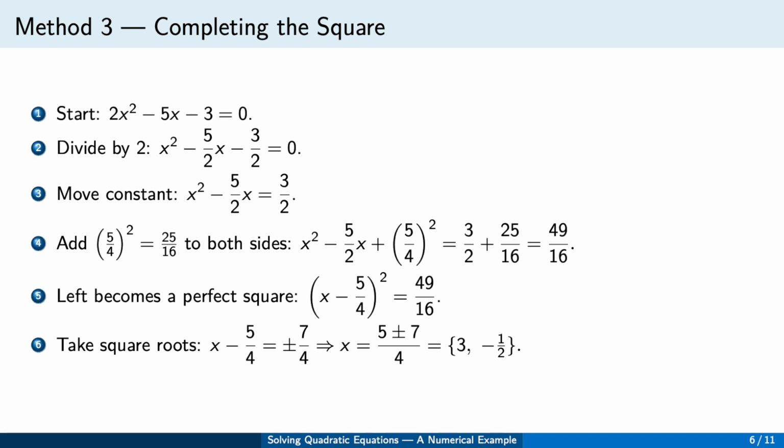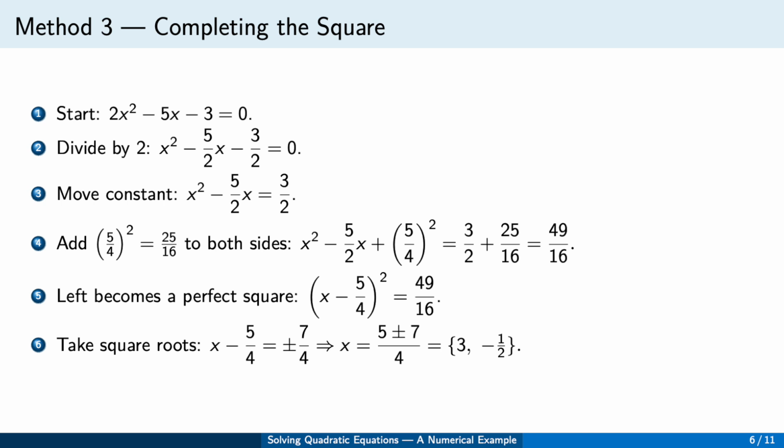Referring to point number 4, add the square of 5 quarters to both sides. That is 25/16. The right side becomes 3 halves plus 25/16, which totals 49/16. Referring to point number 5, the left is a perfect square, x minus 5 quarters, all squared equals 49/16.